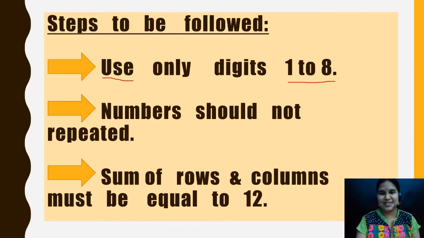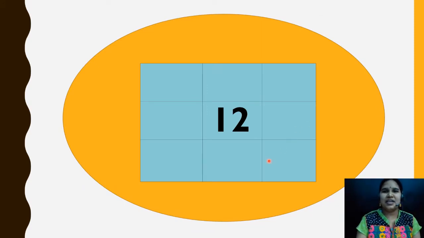Let us see the puzzle now. Are you all so excited to see the puzzle? Here we have the puzzle. You need to fill these boxes by using the numbers 1 to 8, and the numbers should not be repeated, and whenever you add row wise and column wise, the sum should be 12. These are the steps you need to follow to solve this puzzle.